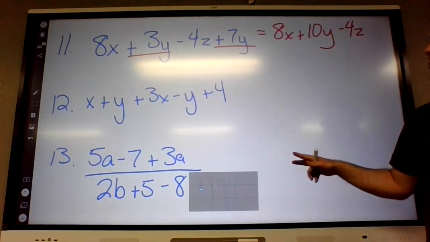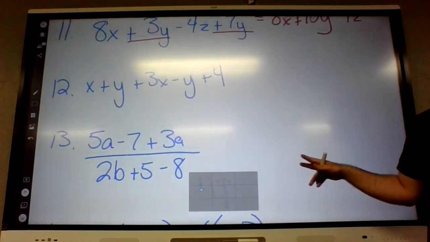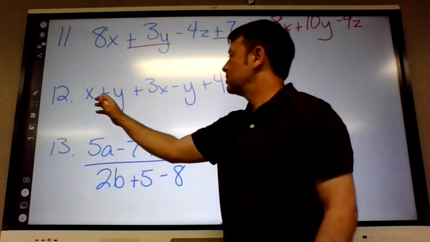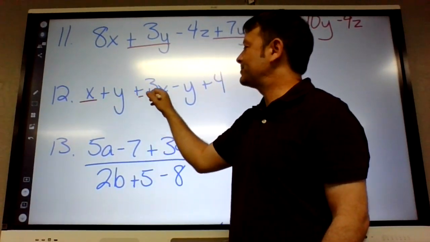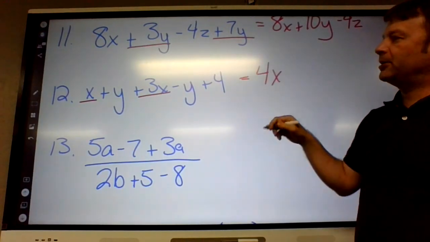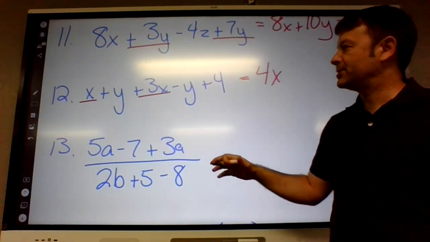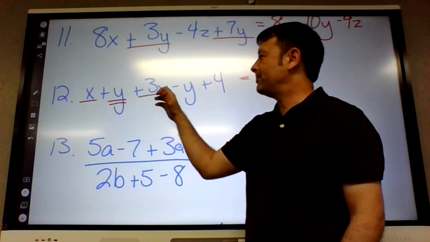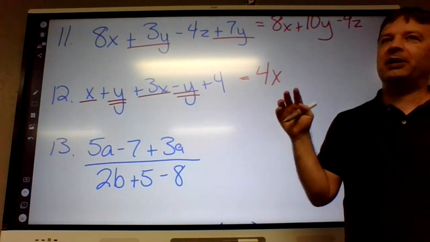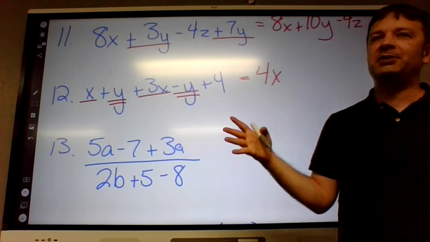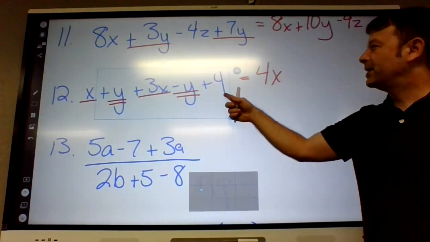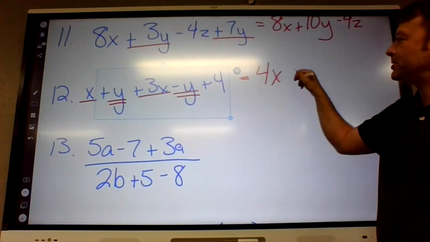All right, Luke, how about number 12? 4x plus 4. Yeah. So x plus 3x becomes 4x, 1x plus 3x. What happens to plus y and minus y? 0. It's kind of like plus 4 minus 4. That'd be 0, right? So they just go away. And then you still have this plus 4 over here.